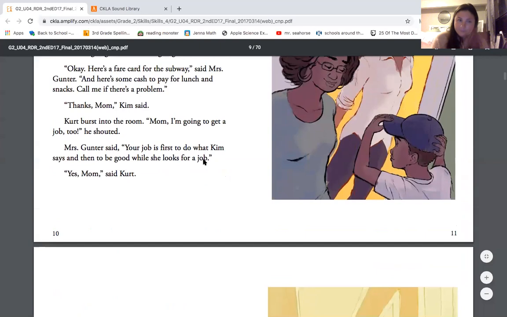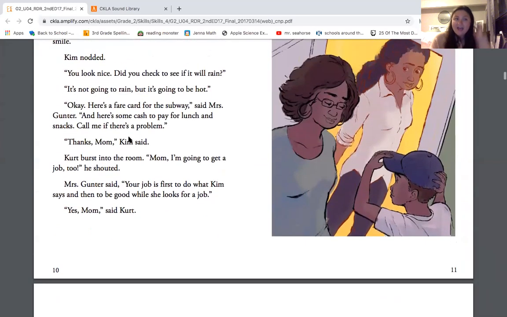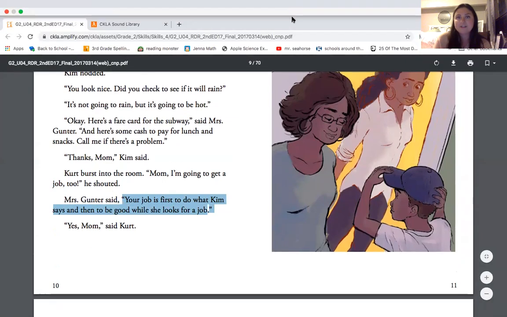Okay. So here we have on page 11, Kurt burst into the room. Mom, I'm going to get a job too, he shouted. Mrs. Gunter said, your job is first to do what Kim says, and then to be good while she looks for a job. All right, we're going to switch back.